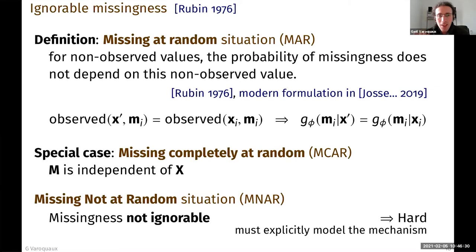And now I'll claim that those two assumptions above are actually not very realistic. Very often, my missingness is related to the value that it's quote unquote hiding. If I'm asking you how much money you make, if you're in the middle of the distribution, you're more likely to answer that than if you're on the upper or lower end. And so this gives the situation that is the missing not at random situation, in which case it's not ignorable, and then the inference is harder because we must explicitly model the mechanism.